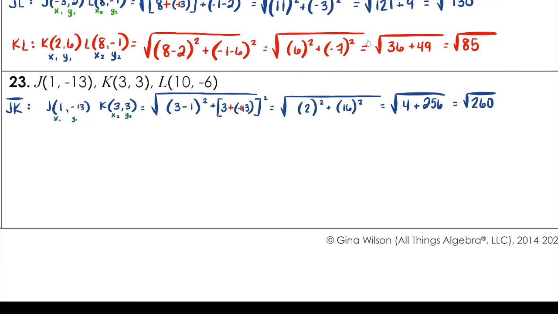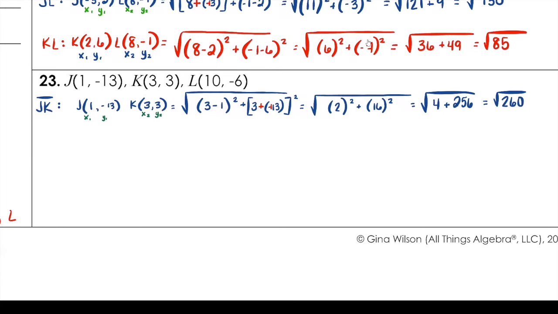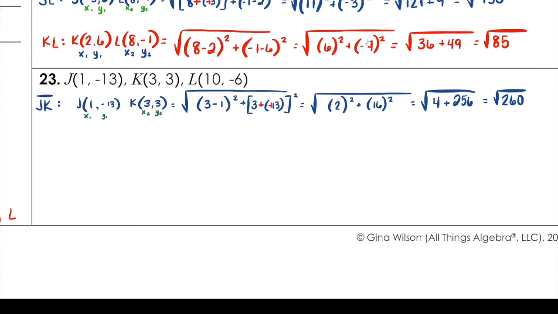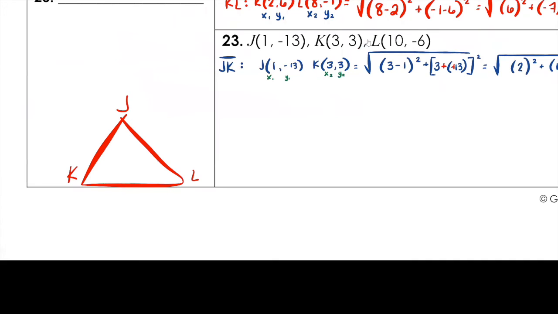Later on in the chapter, when we get into using the distance formula later, yes. So then the distance of JK is the square root of 260. So do we write that on the triangle? Not yet. Oh, you could if you want. 260.